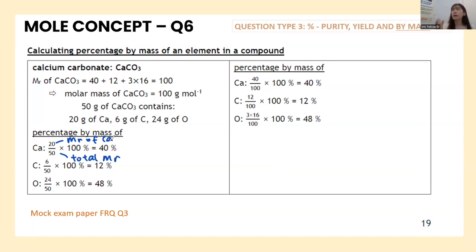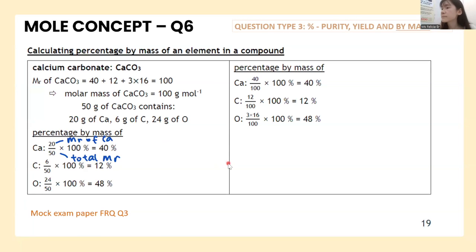Then we know that among the whole calcium carbonate, 40% of the mass is actually contributed by calcium. Likewise for the next one, just put the MR of carbon, MR of oxygen over total, then times 100%. So this is how you calculate. Okay, so then I shall move on.